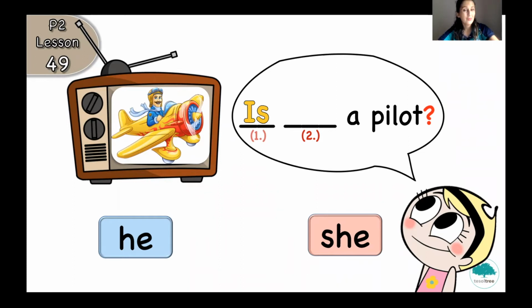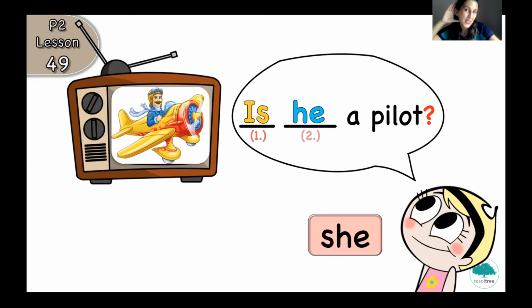And the next one, he or she. Do you remember how to choose between he or she? So you have to look at the picture and think: is it a woman or a man? This is the man. That's why we use he. So let's read our question now. Is he a pilot? Repeat. Is he a pilot? Very good. Let's try one more.